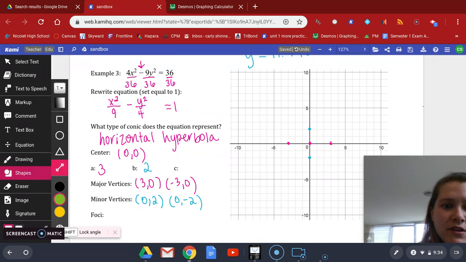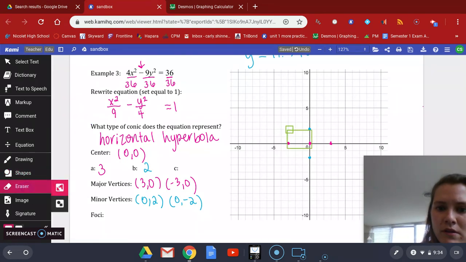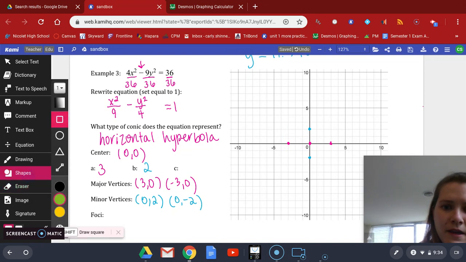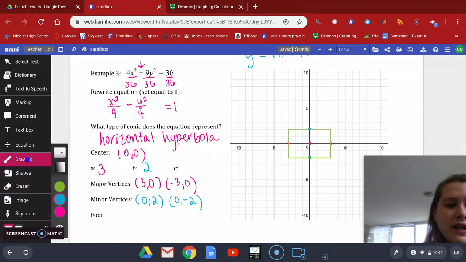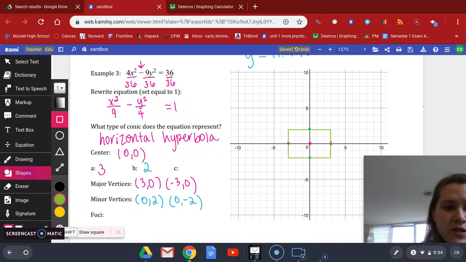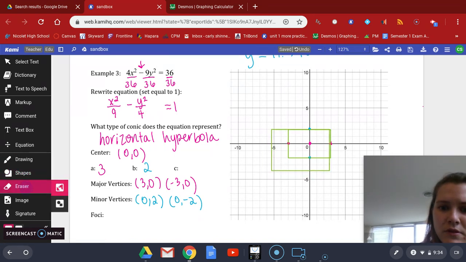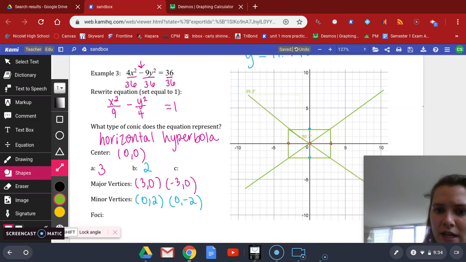I'm going to make my rectangle now to get my asymptotes going here. Just going to erase that little guy there. Alrighty, so now let's get my diagonals. If you are using the slope, it would be up 2 over 3 here. All right, here we go. So here's one asymptote, positive slope. Here's the other asymptote, negative slope.